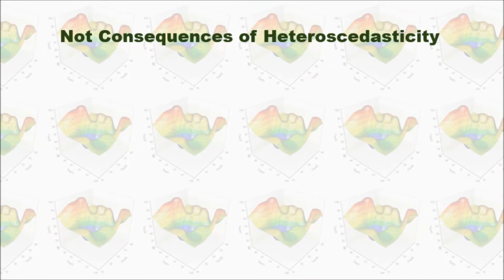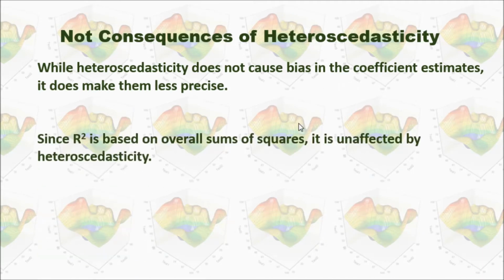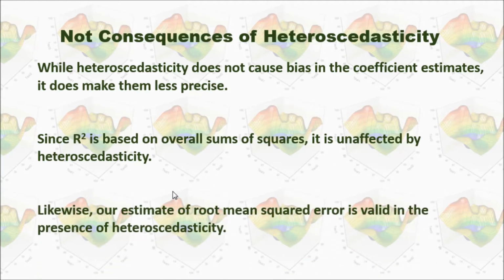Now, let's review what are not consequences of heteroskedasticity. Heteroskedasticity does not cause bias in the coefficient estimates. And R² is not affected by heteroskedasticity. And our estimate of root mean squared error is valid, even when you have heteroskedasticity.